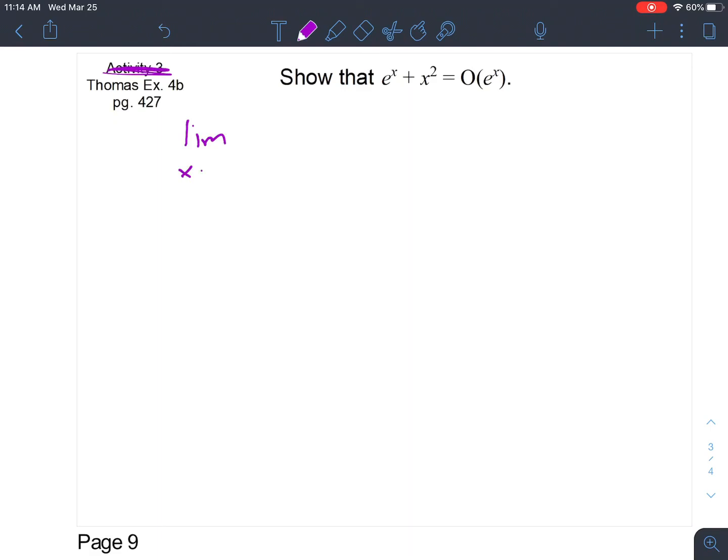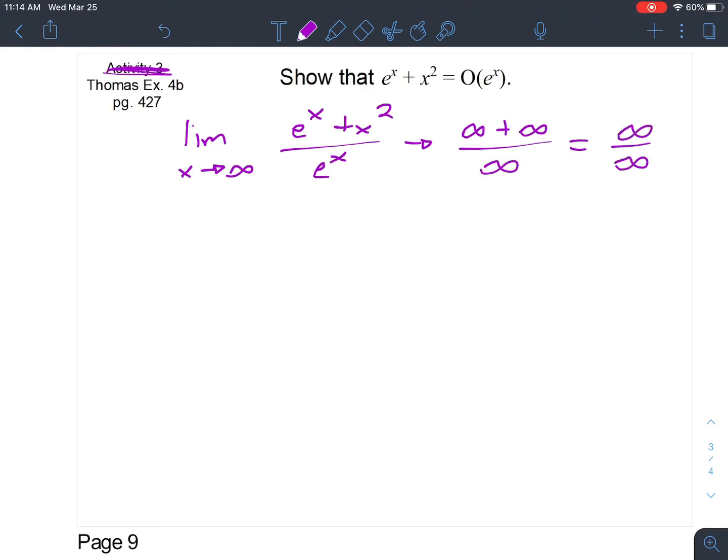In this case, it doesn't matter how we set it up. Either one of the functions can go on top. So I'm just going to go in order. I'm just going to put e to the x plus x squared on top. Down on the bottom, I'm going to put e to the x. And when we first evaluate this, we're going to get infinity plus infinity divided by infinity. So yes, that is infinity over infinity. We need L'Hopital's.